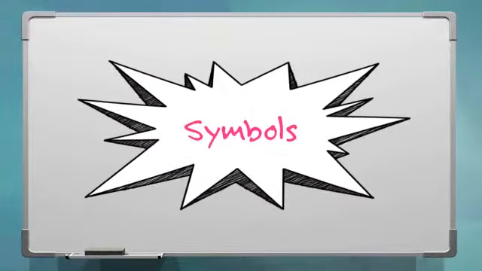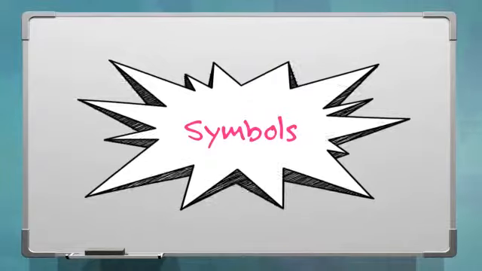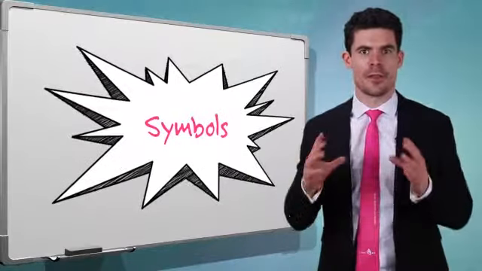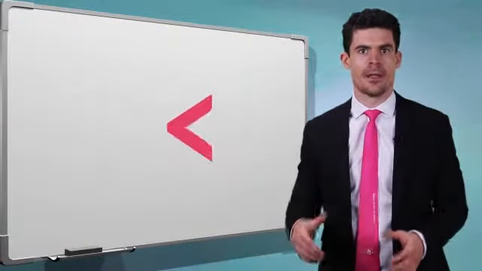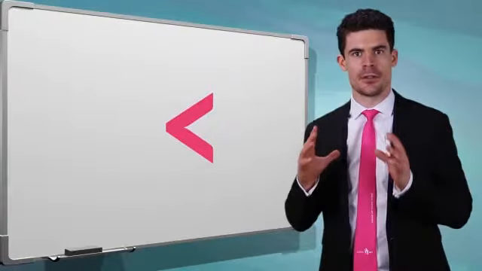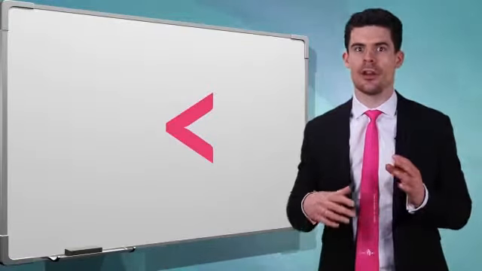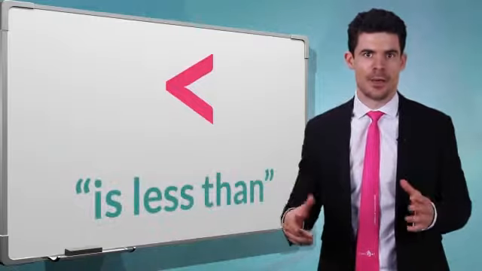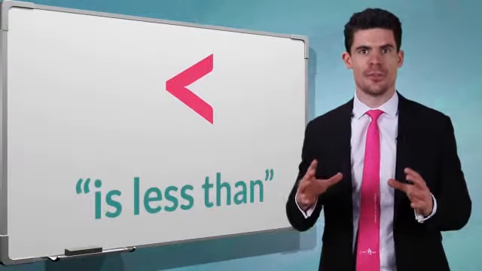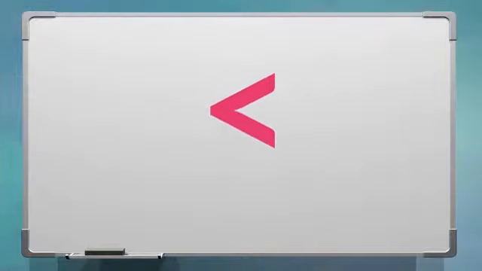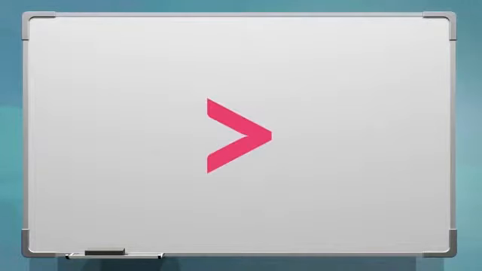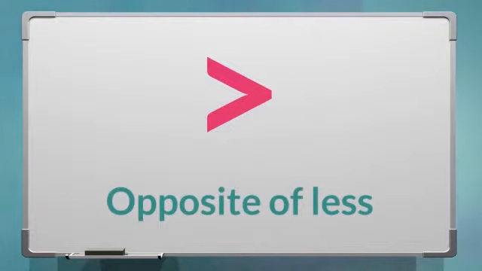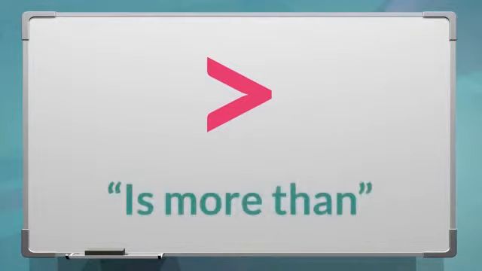Now, before we start looking at some of the questions, let's have a look at the different inequality symbols that are used. Now this is like an arrow pointing to the left. Left sounds a lot like less, doesn't it? Which is handy, as this symbol stands for the words is less than. If the arrow is pointing to the right, this is the opposite direction, so it means the opposite of less. The opposite of less is more. Therefore, this symbol stands for the words is more than.